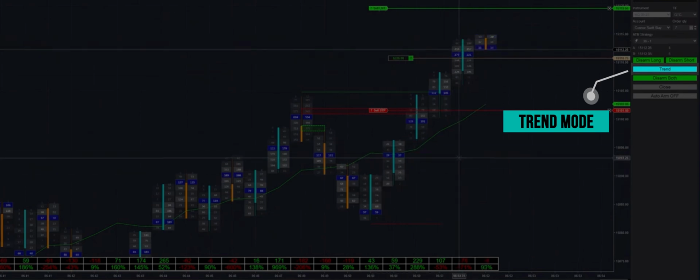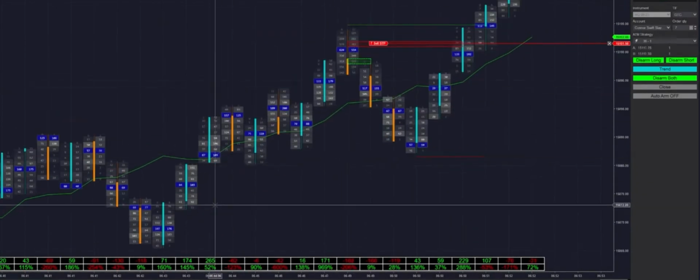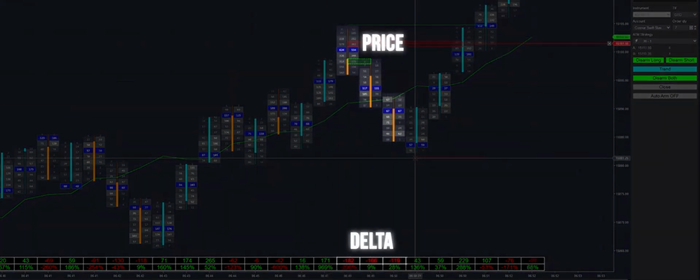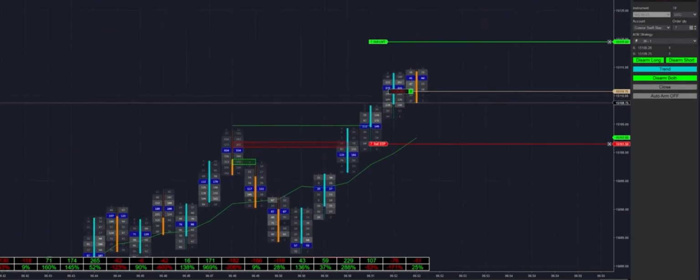Usually NQ is very whippy, but however, it hasn't really been the case, at least at this market open. We're seeing pretty consistent delta and price correlation here as well. So we're going to maintain this.